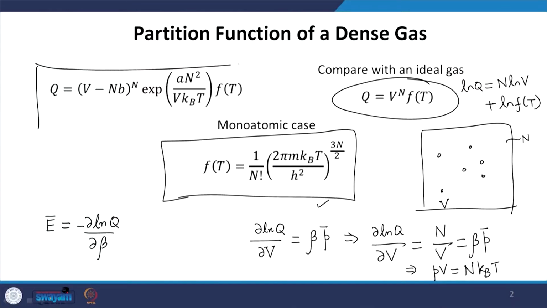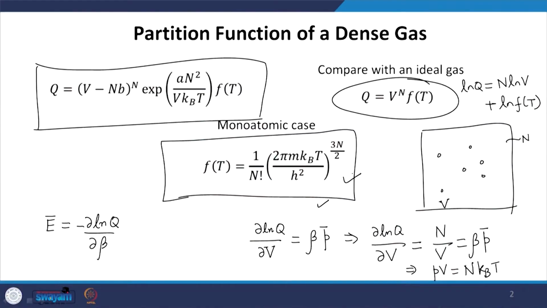But then we can also extend the ideas to other kinds of gases for which the ideal gas model is not true. For example, one of the models for a dense gas is the following, where q is given by this. The function f(T) remains the same if the gas is monoatomic, and the same is true for the ideal gas as well. Only for the monoatomic gas we have this particular function.